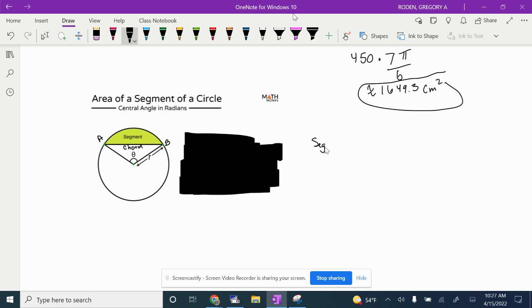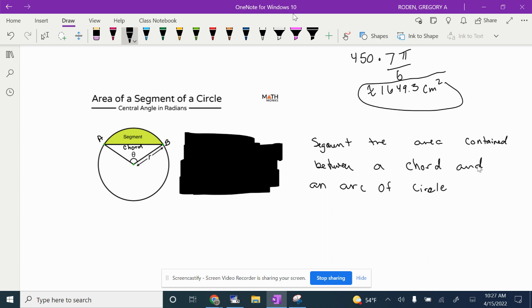A way to say it is this. In geometry words, a segment is the area contained between a chord and an arc of a circle. Now, I will say this: the chord and the arc have the same endpoints. You guys understand that? I probably should put that in. Where the chord and the arc have the same endpoints.